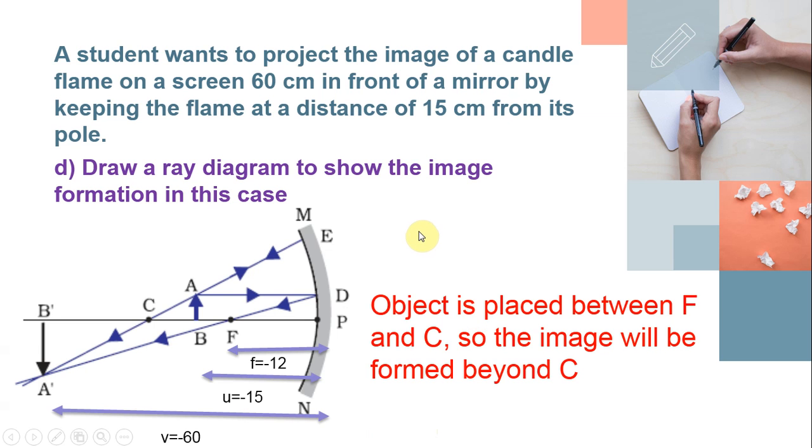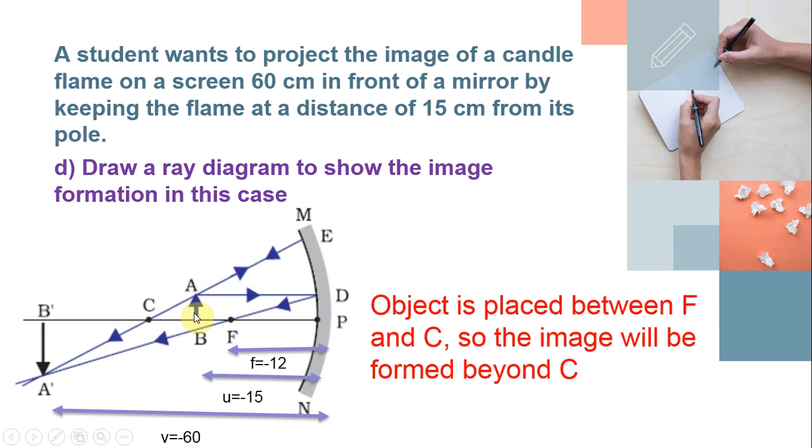Now we draw the ray diagram. So this is the ray diagram for this problem. First we draw the F and C. C means the radius of curvature, which is equal to 2 times F. F is equal to minus 12, U is equal to minus 15, and V, the image distance, is equal to minus 60. So we place the object between C and F.